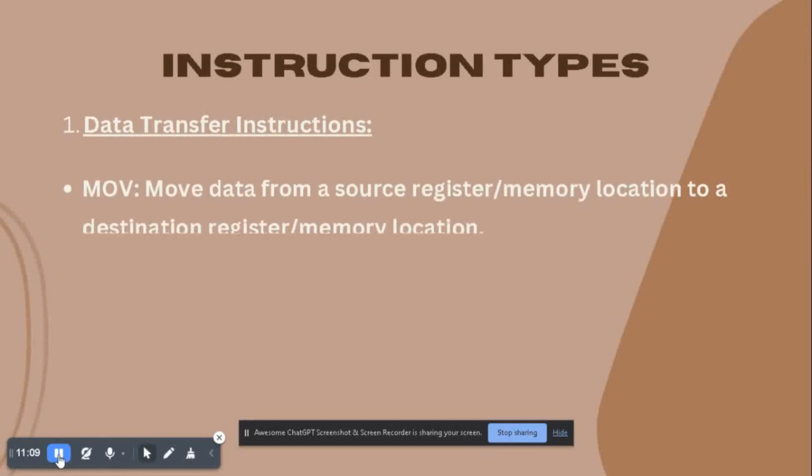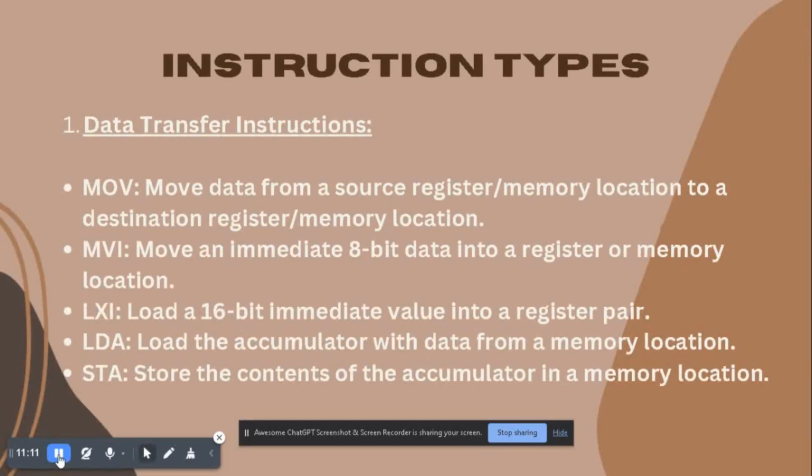Now we have instruction types. There are many instruction types. The first one is data transfer instructions. Data transfer instructions are the instructions which are used to transfer data from one place to another, for which we have many commands like MOV. Move command is used to move data from a source register or memory location to a destination register or memory location. Then we have MVI.